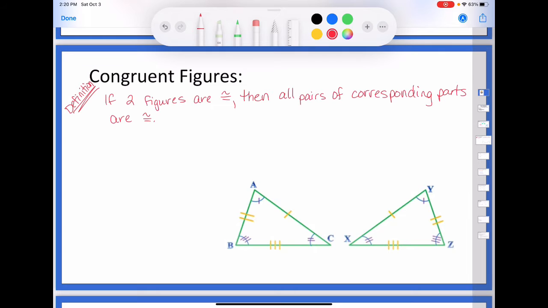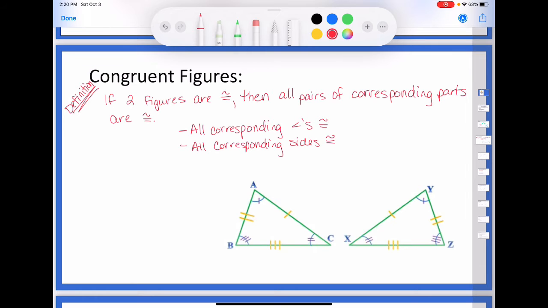So that works. When we say all pairs of corresponding parts, we just mean, I'll put little bullet points here, all corresponding angles are congruent, and that means all corresponding sides are congruent. So that's what we mean when we say corresponding parts.